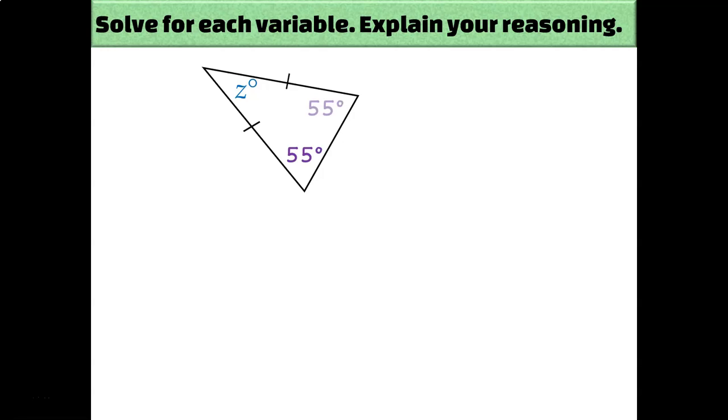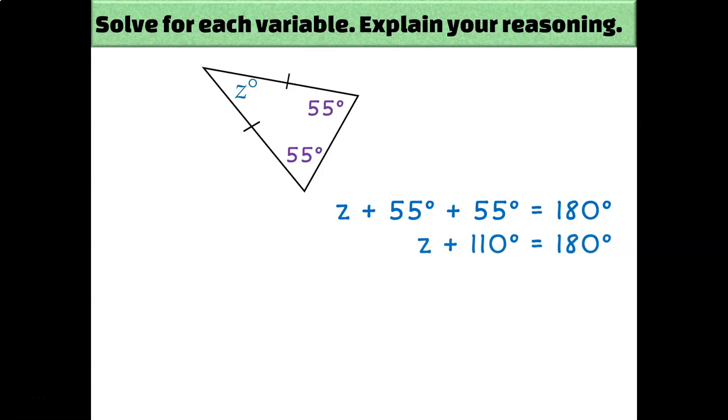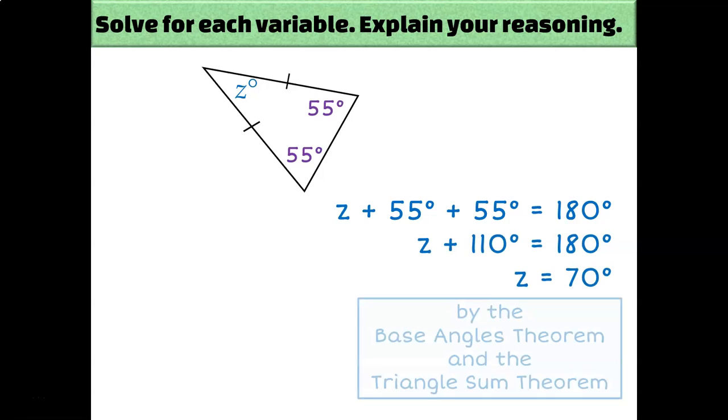Either way, you would come to the conclusion that the unlabeled angle in this triangle would have to be 55 degrees, because those are the 2 base angles in this triangle. So then I can add all 3 of those angle measurements together and set it equal to 180, and come to the conclusion that z must be 70 degrees. And my reasoning is the base angles theorem and the triangle sum theorem.